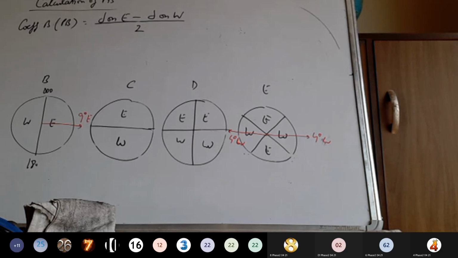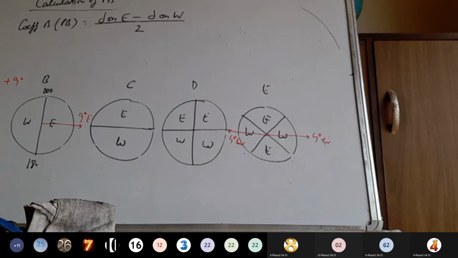What is coefficient? Coefficient is the maximum value of deviation. And here the maximum value of deviation will occur in which heading? 90 degrees. Okay. The maximum deviation will occur on easterly heading. And what is the deviation you are getting in easterly heading? 9 degrees east. So can we say that coefficient B will be equal to +9? Yes, sir.